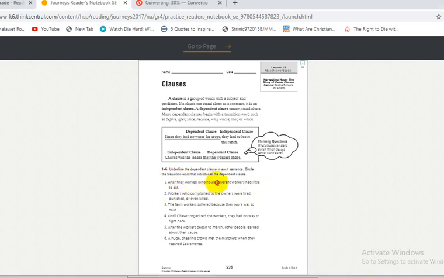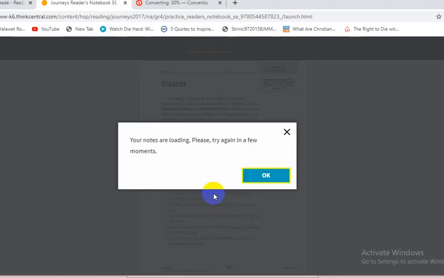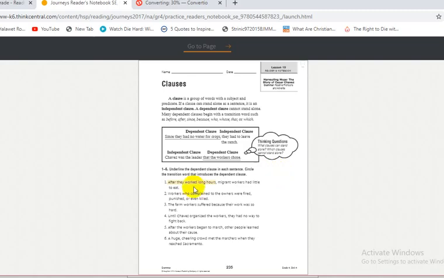So we're going to underline after they worked long hours, okay? This is going to be our dependent clause. So after they worked long hours is our what? Dependent clause. And what is the transition that introduces the dependent clause? After. Okay, so that before or after can be what? Transition words, right? So after they worked long hours is our dependent clause.